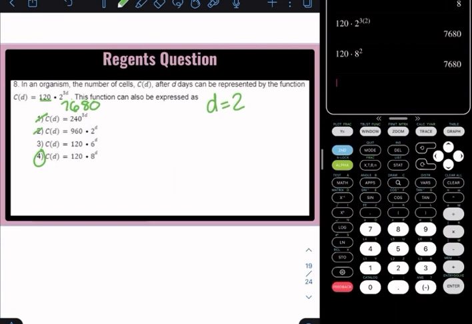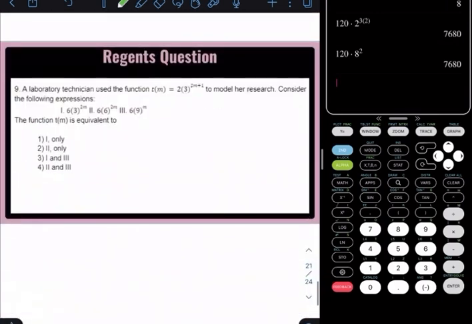Let's look at number 9. A laboratory technician used this function to model her research. Consider the following expressions. I'm automatically going to make m equal to 2 because I can't be bothered. So 2 parentheses 3 raised to the 2, instead of m, we're going to put 2 plus 1. I need to get an answer of 486.